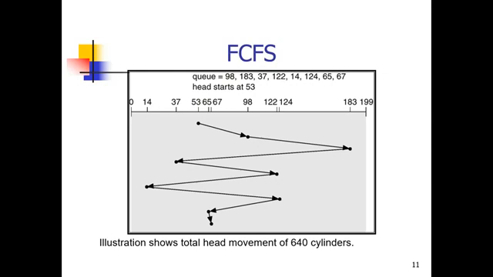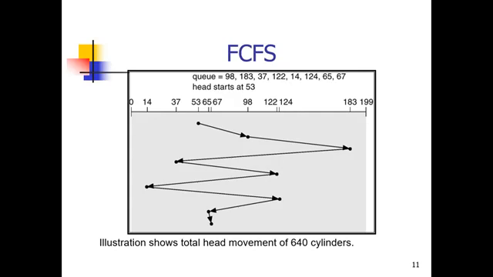Now my head will move to 98. I have to calculate the total head movement, or I can say the total seek distance. So 98 minus 53 is 45. Now the next request is 183, so my head moves from 98 to 183, and again you calculate the difference, 183 minus 98. Now the next request is 37, so from 183 my head moves directly to 37. Then 37 to 122, 122 to 14, 14 to 124, then 65, and then 67.